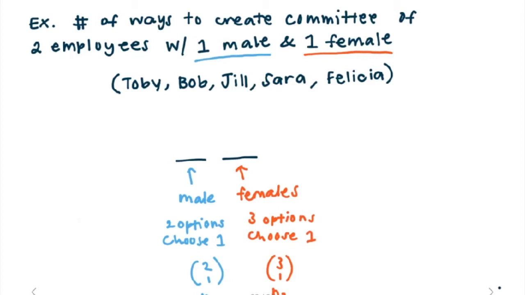On the left, I put down male, and on the right is female. So for the males, we know that we have 2 options to choose from. It's either Toby or Bob. And then for females, we know that we have 3 options, which is Jill, Sarah, or Felicia. So for the male, since we have 2 and we're choosing 1, you're going to write down 2, choose 1. And for the females, since there's 3 options and you're choosing 1, it's going to be 3, choose 1.